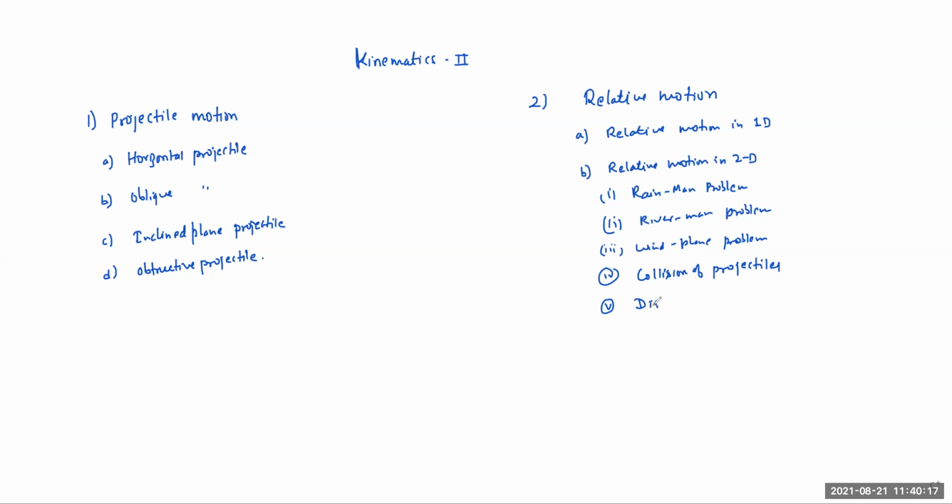In fact, distance of closest approach. So we have a topic in fact called velocity of approach, and we'll end the discussion. So these are the topics that we have to cover in kinematics 2. So we'll start with the projectile motion.